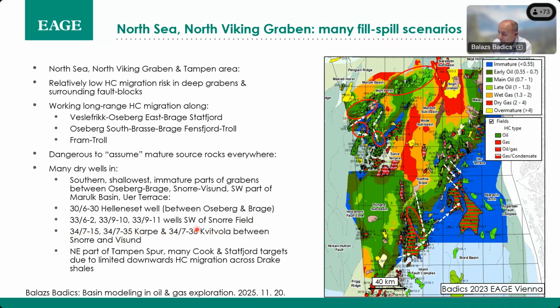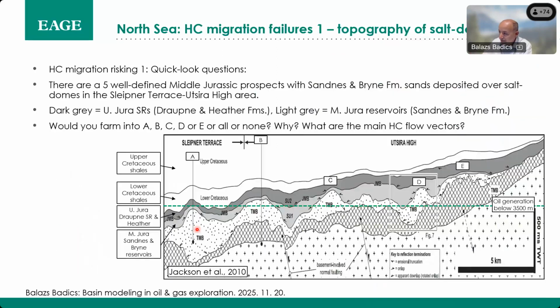So you have to look at the actual kitchens, and you can't assume that it will be generating everywhere. I think it might be very easy and straightforward to all of you here, but many, many times I've seen exploration companies just assuming maturity and migration from all over the place in a rift basin, but it's just not. So we will look at some cross sections as a kind of exercise very quickly.